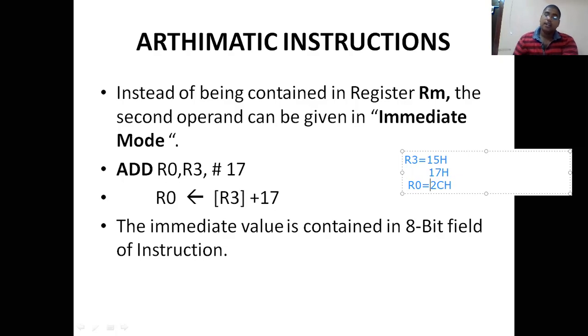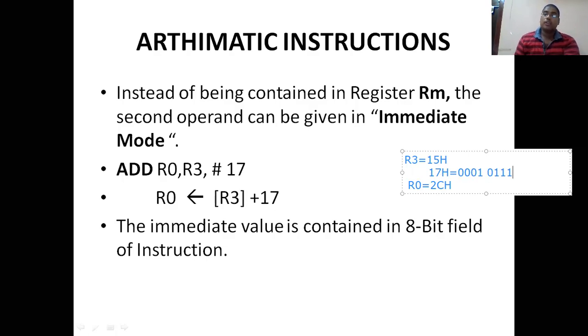Okay, the immediate value should be 8-bit. Okay, 8-bit means in hexadecimal we will write it with a 2-digit hexadecimal number. I think you are all aware now why it is called 8-bit. If you convert this hexadecimal number into binary form, we write 1 as 0001 and 7 as 0111, isn't it?